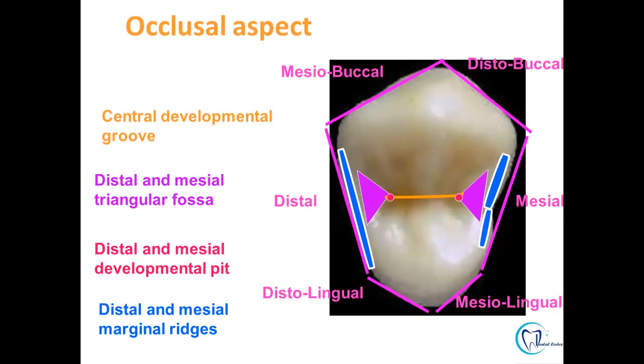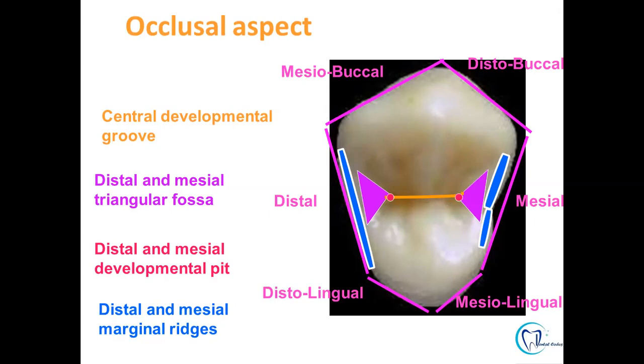Now starting with the occlusal anatomy, when we see the occlusal aspect, there is a central developmental groove which is shown with the yellow color. The distal and the mesial triangular fossas are shown through purple color. Then the pits, that is the distal and the mesial pit, which is the deepest point in the fossa, are marked with the pink color. Then the marginal ridges on both the distal and the mesial side.